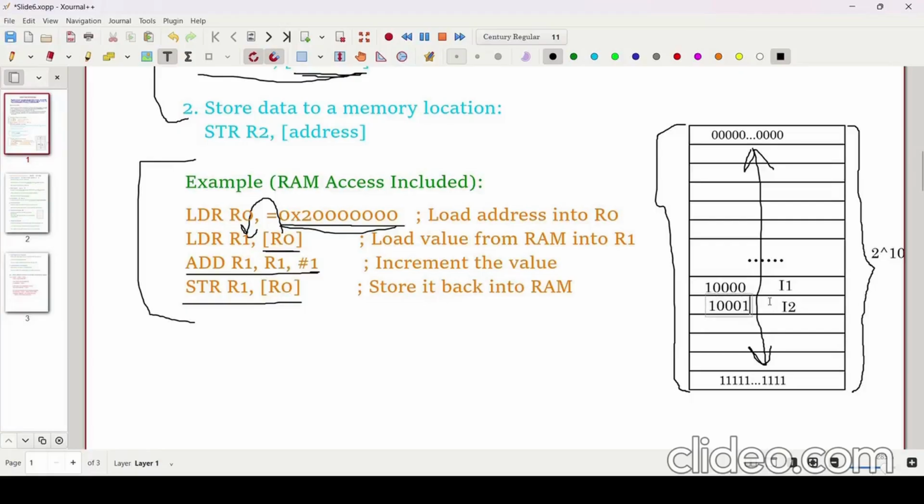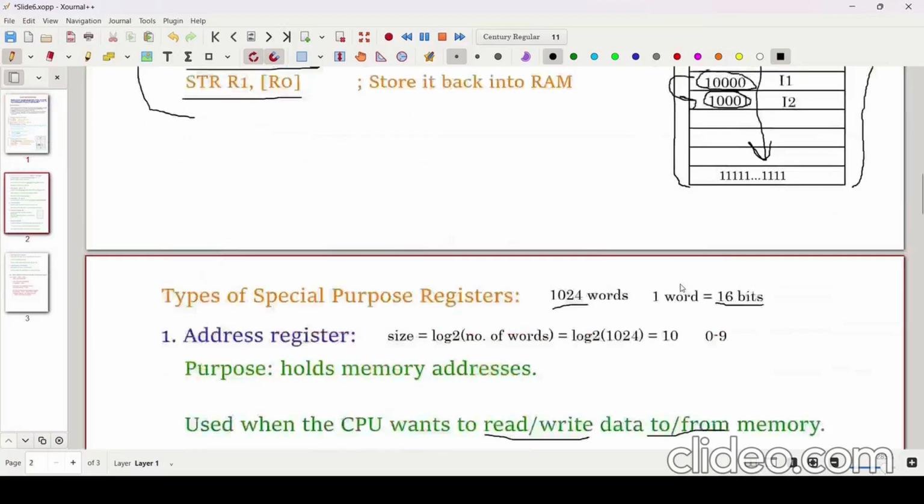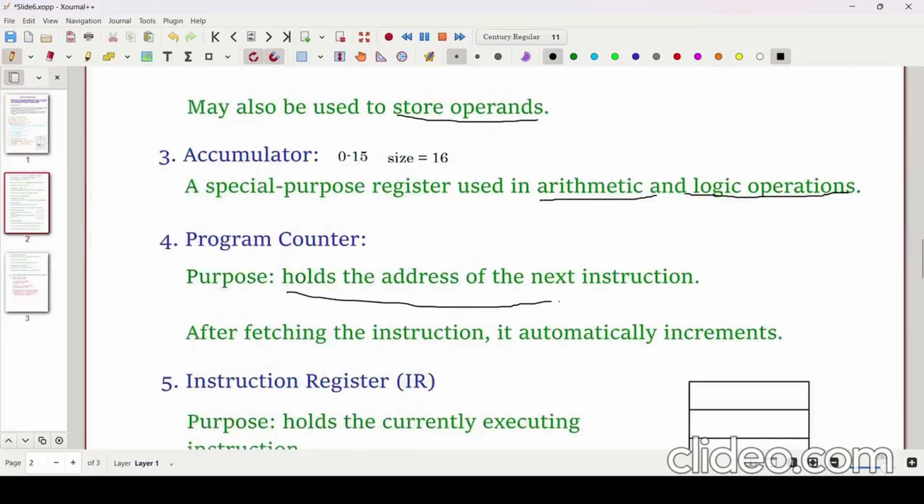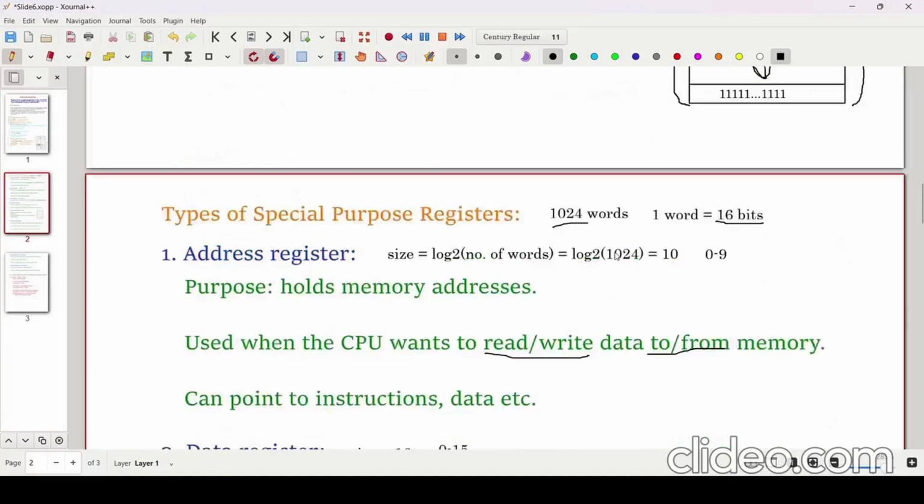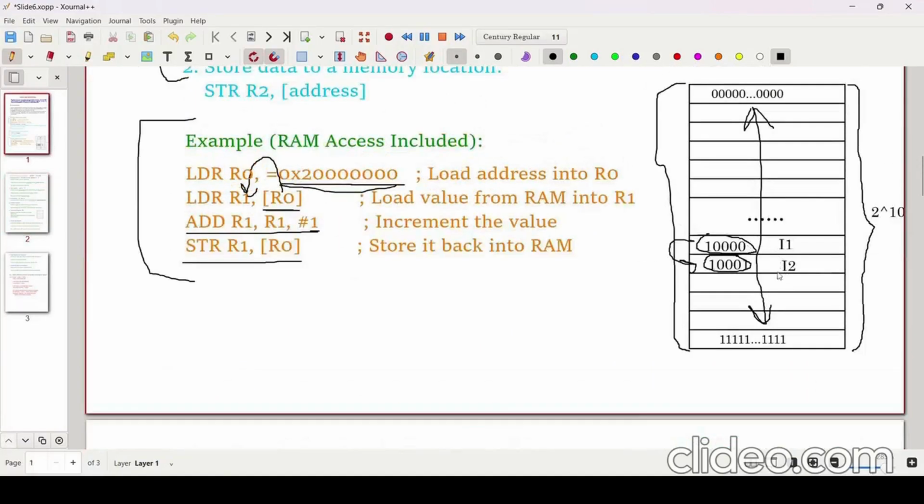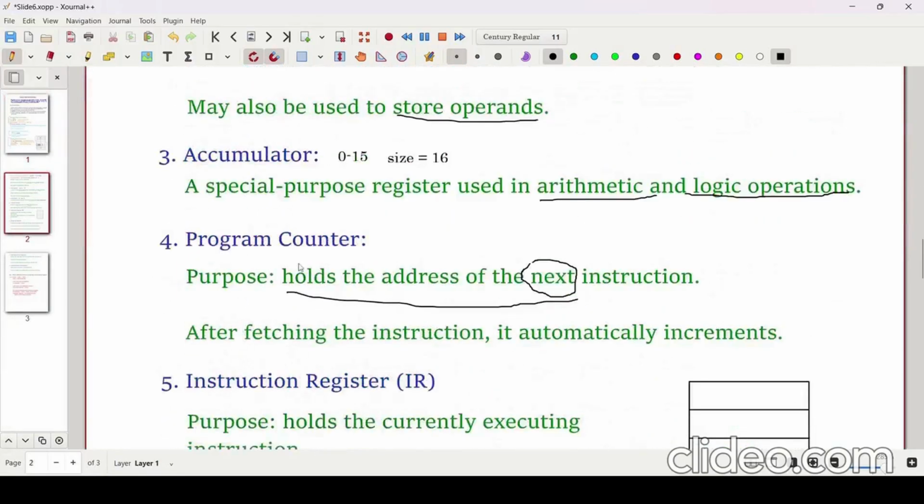10001, right? So what it does, suppose the I1 instruction has been executed by the CPU, right? So the CPU will jump onto the I2 instruction. So the program counter will store this address, the next address to be executed, not the previous address, right? So the program counter, as you can see, holds the address of the next instruction. This is the main point, next instruction. So the next instruction here is I2. So the program counter will contain this address 10001, not the address of the I1 instruction, right? So this is the purpose of the program counter. And after fetching the instruction, it automatically increments, right?